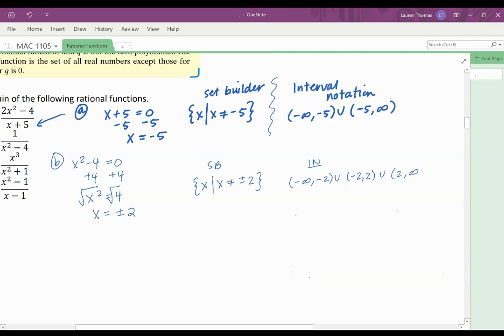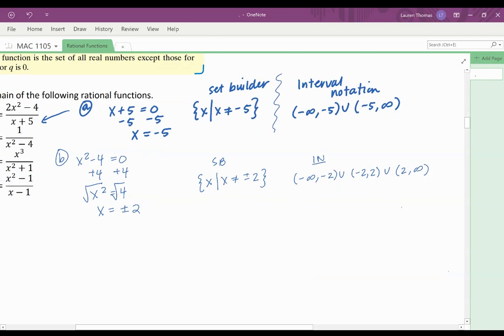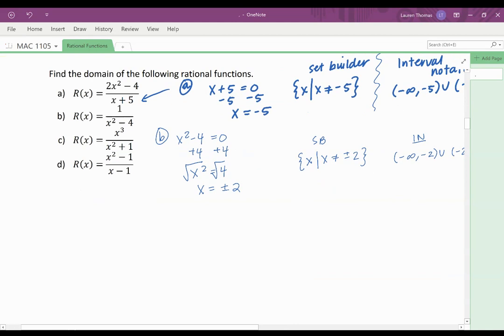2 to infinity. Okay, so notice anytime you're writing these answers in interval notation, the more numbers you need to exclude, the more sets of parentheses you're going to have. So just keep that in mind. Okay, so your answers are going to look like they get longer.